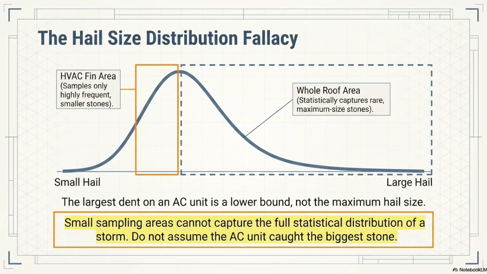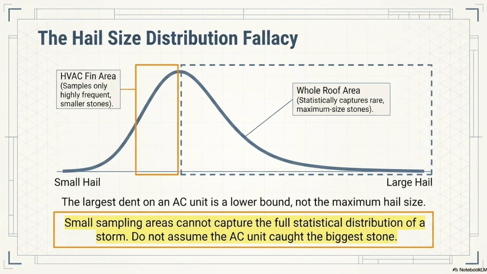If the largest dent you find on the AC unit is 0.75 inches, that absolutely does not mean 0.75 inches was the maximum hail size that fell from the sky. It means 0.75 inches is the absolute lower bound. It proves the storm had at least that size. It proves definitively that hail at least that large fell. But because the roof has a vastly larger surface area, the laws of statistical probability dictate that significantly larger hailstones almost certainly hit the roof, even if they completely missed the AC unit.